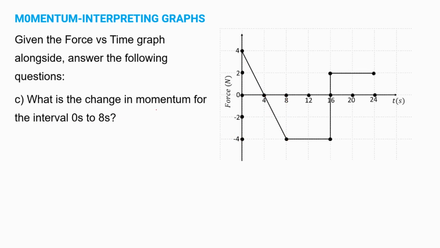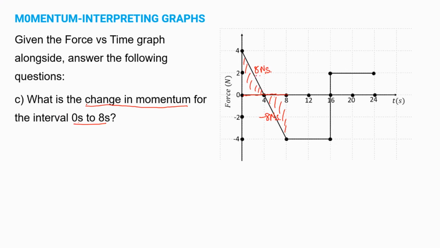What is the change in momentum for the interval 0 to 8, from here up to there, 0 to 8? Here we found that the impulse is 8 newton seconds. And then here also we found that impulse is negative 8 newton seconds. Remember, impulse is change in momentum. Remember that from the impulse momentum theorem, right? Impulse is change in momentum. So now what is the change in momentum for the interval 0 to 8 seconds?